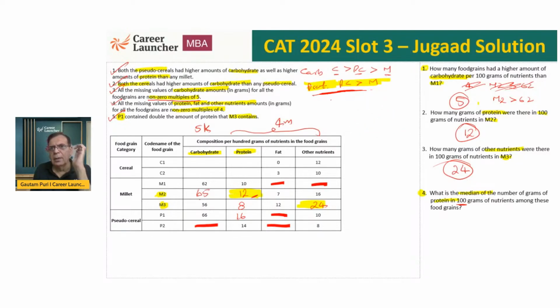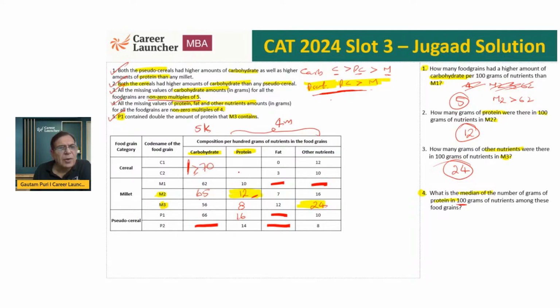Okay. Now let's look at any of these. Carbohydrate C1 has to be a multiple of 5, protein has to be a multiple of 4. And carbohydrates in C1 have to be more than 66. So what are the possible values here? Both of these have to be more than 66. That means they will be greater than or equal to 70, because these have to be multiples of 5.